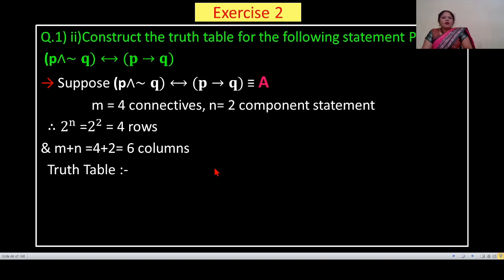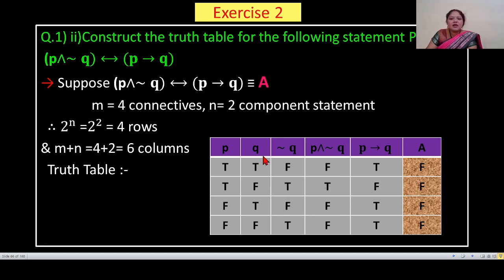Okay. Truth table. Here P and Q are 2 main statements. Therefore, first column is P, second column is Q, third column is negation Q, fourth column is P and negation Q, fifth column is P implies Q, and last column is double implication of these 2 statement patterns. Let us see. P, Q, negation Q, P and negation Q, P implies Q, and last is the statement pattern.